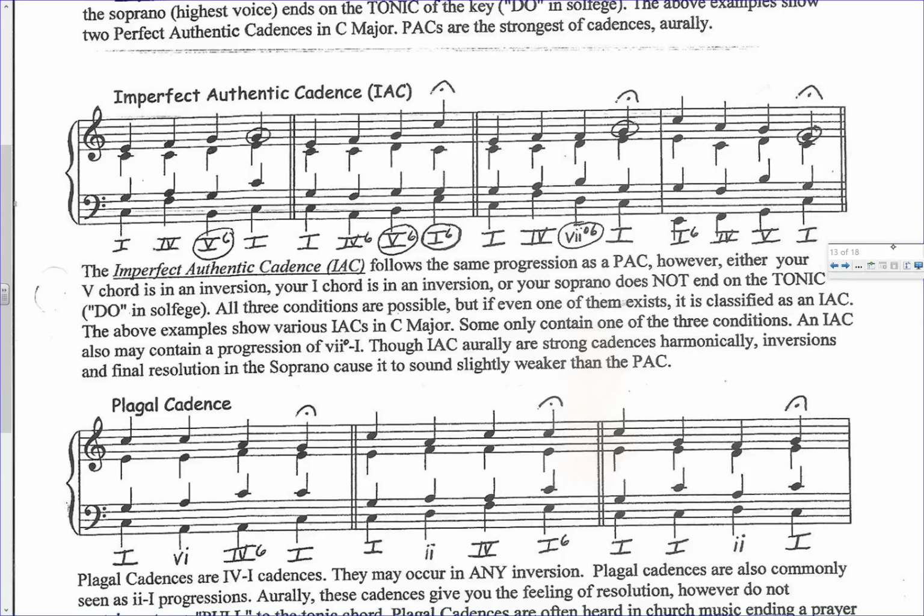And in the last measure, we have a 1/6 to a 4 to a 5 to a 1. Well, the bass is singing sol to do, but the soprano in the last chord is not singing do. It's singing mi, making it imperfect as opposed to perfect. Let's listen to the last measure.